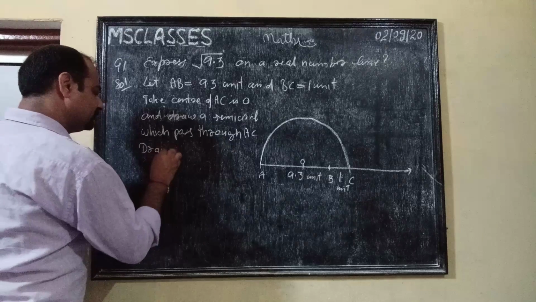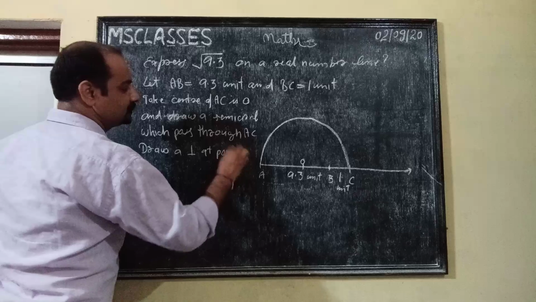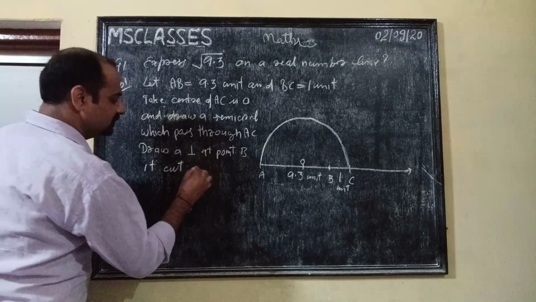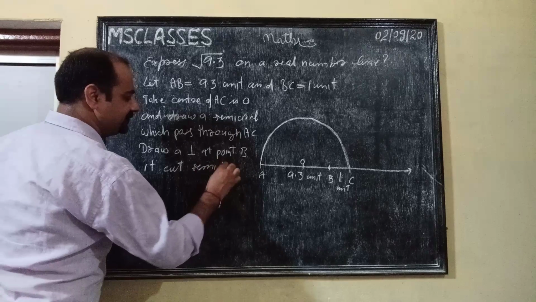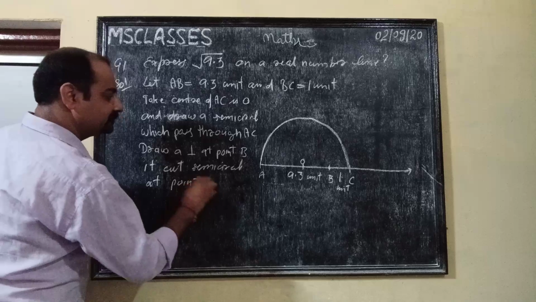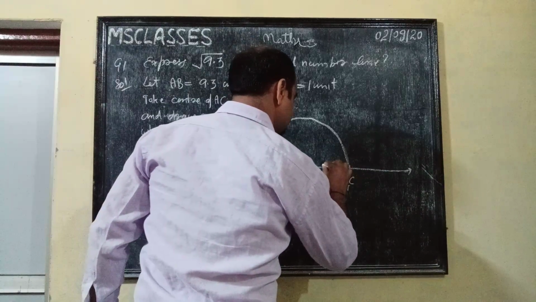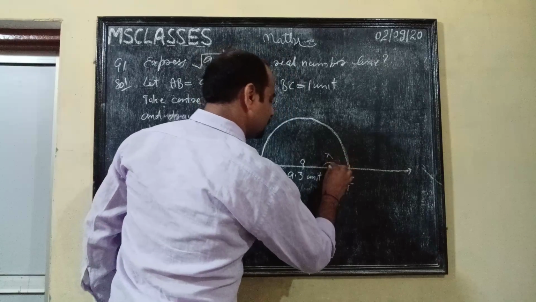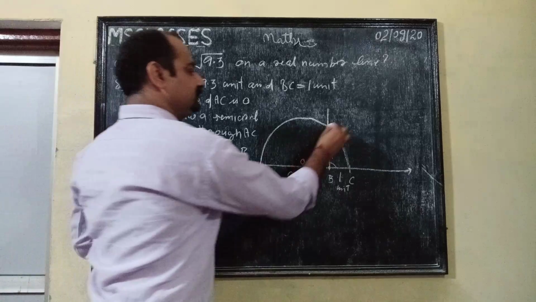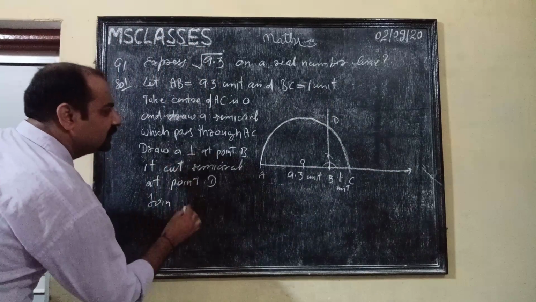Now draw a perpendicular at point B. It cut semicircle at point D. When we draw a perpendicular at point B, it cut your semicircle at point D. Join OD.